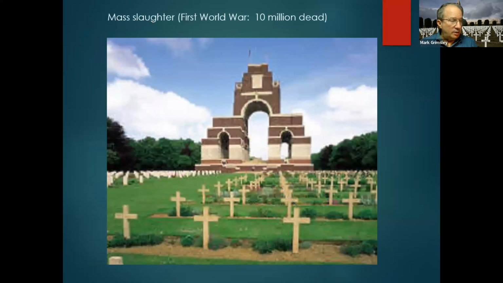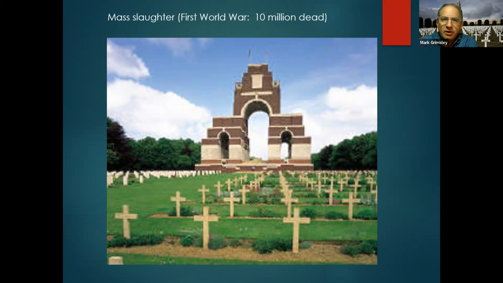Then a phenomenon that you have during the First World War is simply one of mass slaughter. This particular graph says that 10 million died during the First World War. This would be 10 million military deaths. We're not talking about civilian deaths.